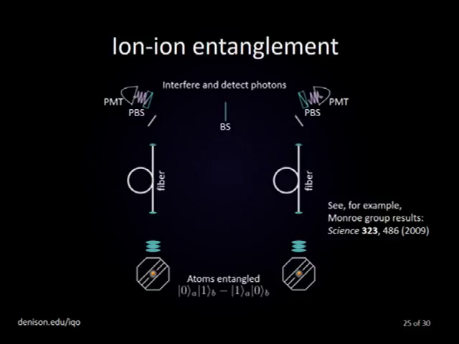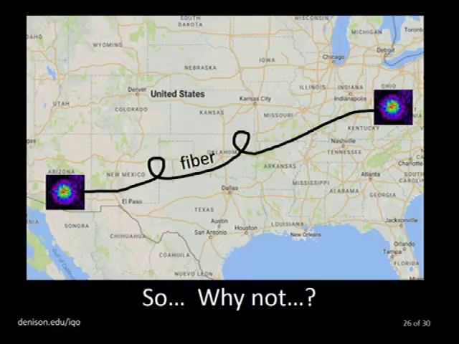Okay, so this sounds great. And you might be asking, so why not just connect a long fiber, say, from Ohio at Denison University down here in Arizona, and connect two ions together, and boom, we've got a quantum communication network. So it turns out that there are a number of issues with implementing this, but the one that I want to focus on is the fact that the light needed to go this distance in optical fiber.